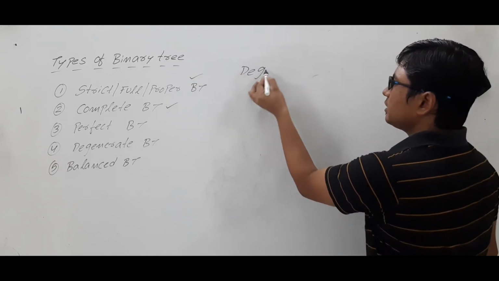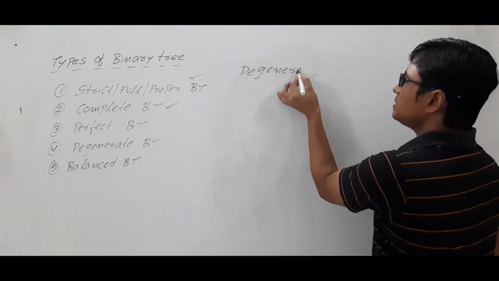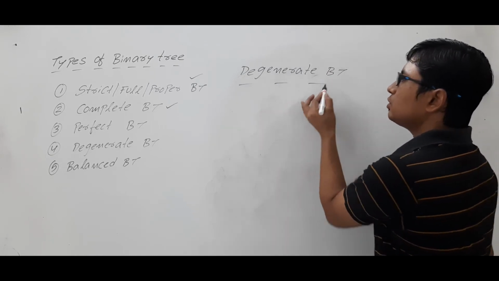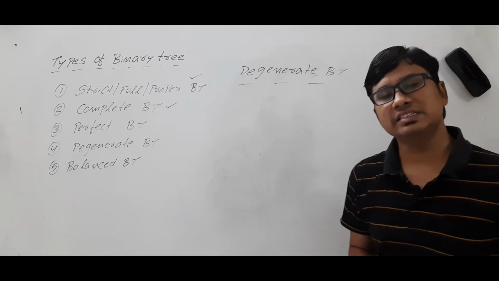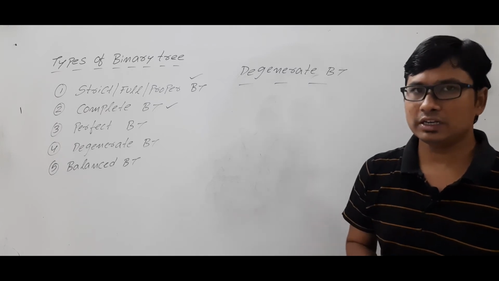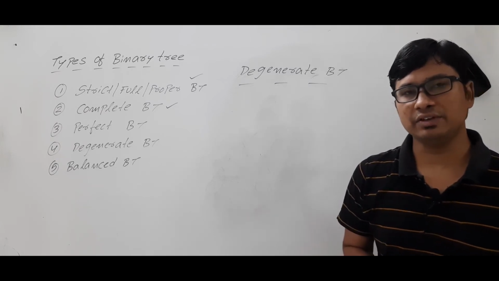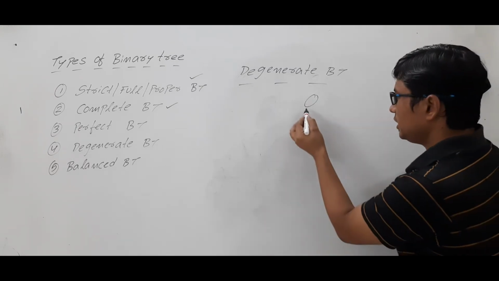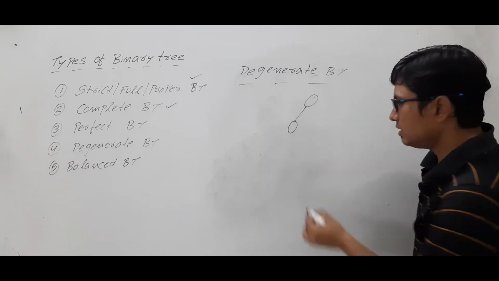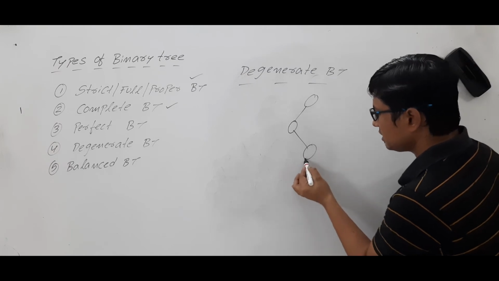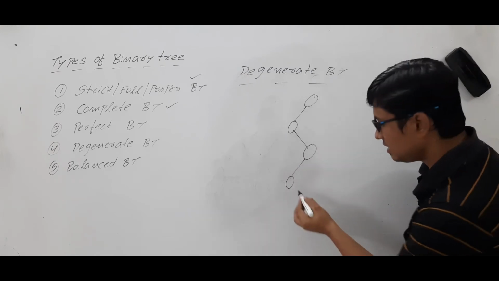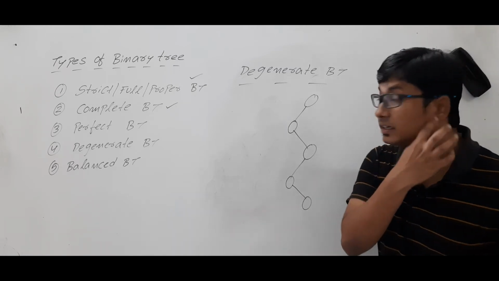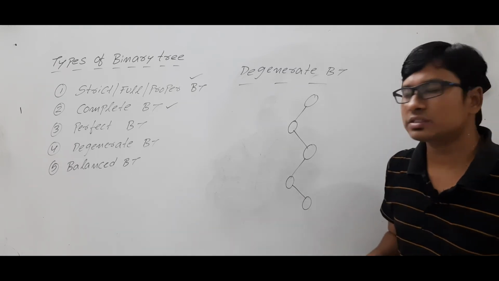A binary tree can be called a degenerate binary tree when all the internal nodes have a single child. What is meant by this is that suppose this is a node, it will have a single child, this one will have a single child, this one will have a single child, and this one will have a single child. Look at it, all the internal nodes. What are the internal nodes here?